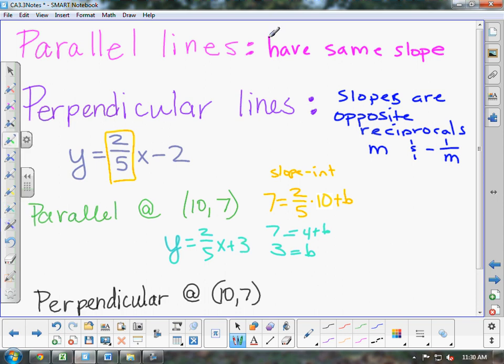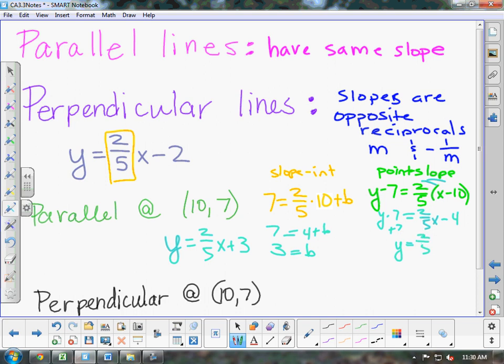The other way that you could find that equation would be to use point slope form. And in that case, you would say y minus 7 equals 2/5 times x minus 10. And then do the same thing. Distribute the 2/5 and you get 2/5 x minus 4 equals y minus 7. Add 7 to both sides and get y equals 2/5 x plus 3. Either way is fine.